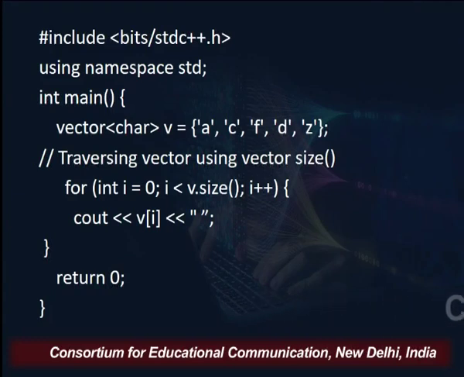So, as you can see on the screen, it is given as for integer i equals 0 till i is less than v.size. So, this v.size will return the value 5 here. So, i is starting from 0, i less than 5. That means it will go from 0 to 4, and then i plus plus, and every element is being printed by using cout v of i.